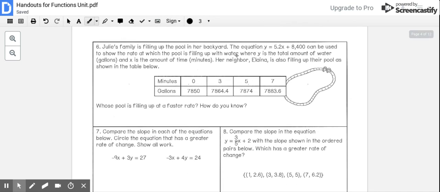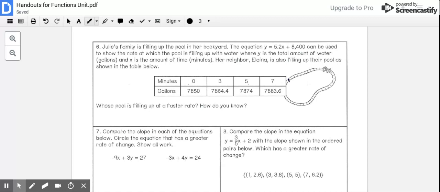Julie's family is filling up a pool in her backyard. Here's the equation they give you. So you should be able to find the rate of change in that equation. It can be used to show that the pool is filling up with water. Y is the total amount of water in gallons, and X is the amount of time. So 5.2 gallons per minute.